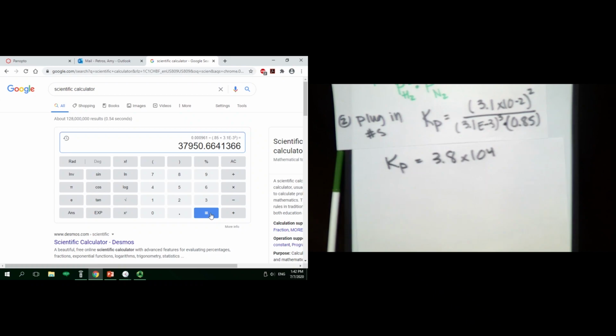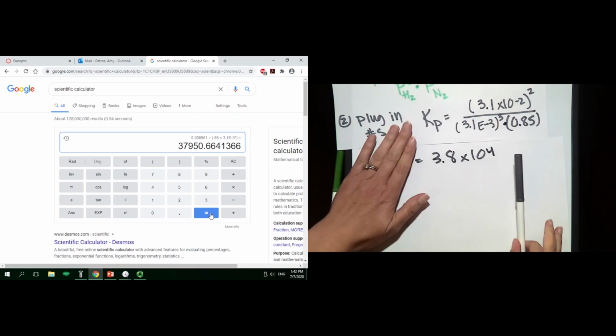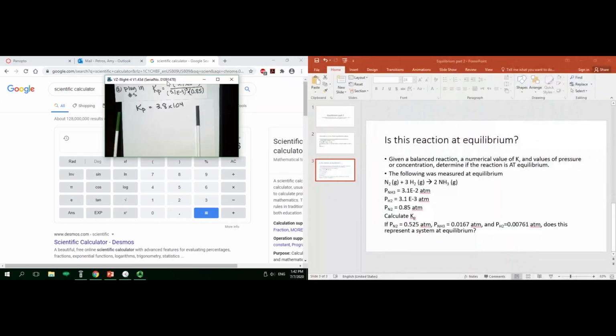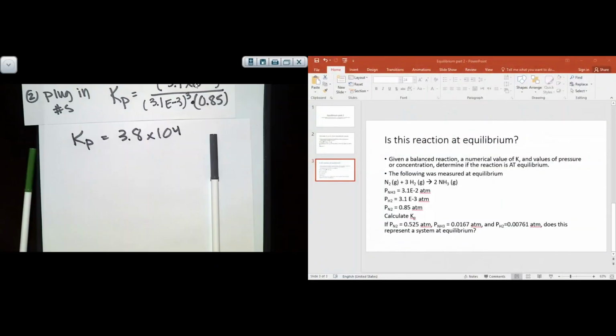And Kp and Kc are what we call unitless. Okay, so that's the first part of the problem. Given the equilibrium values of pressure and a balanced chemical reaction, calculate the value of Kp. All right, our next part of this problem, this would definitely be 2 separate problems on your exam. Now that we've calculated the Kp, we're going to use that in the next step. Does this represent a system at equilibrium?